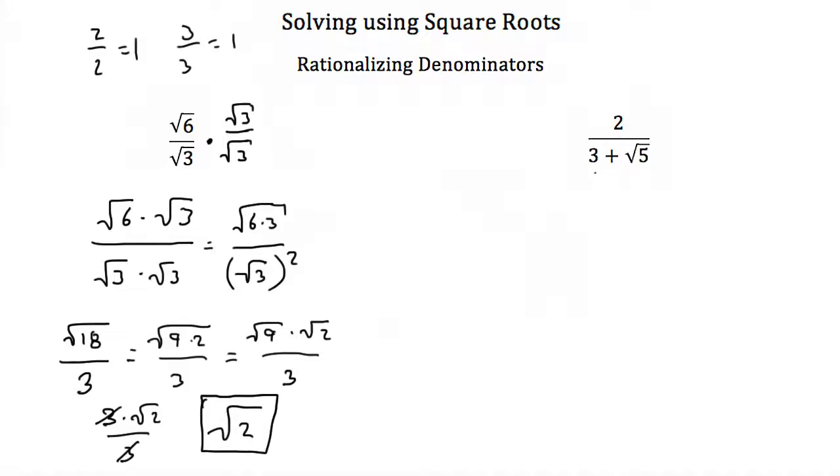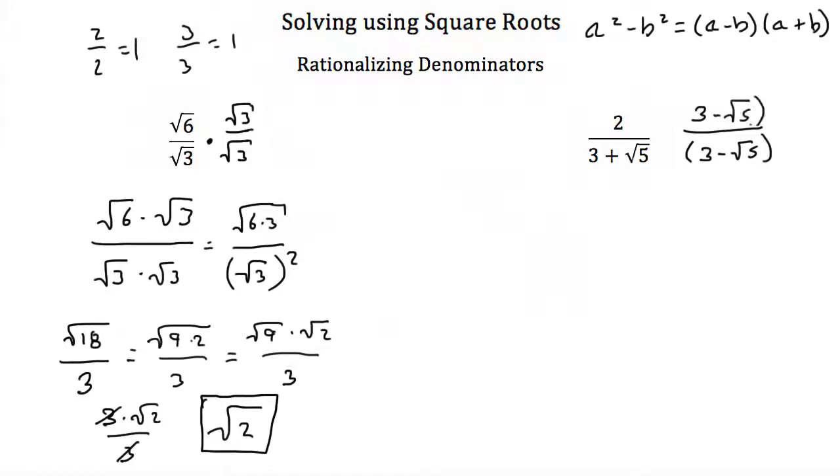So to get rid of our root symbol in the denominator, we're going to use the identity of the difference of two squares. Remember, if you have a squared minus b squared, you can factor that into a minus b times a plus b. So what we're going to do is multiply this fraction by 3 minus the square root of 5 over 3 minus the square root of 5.